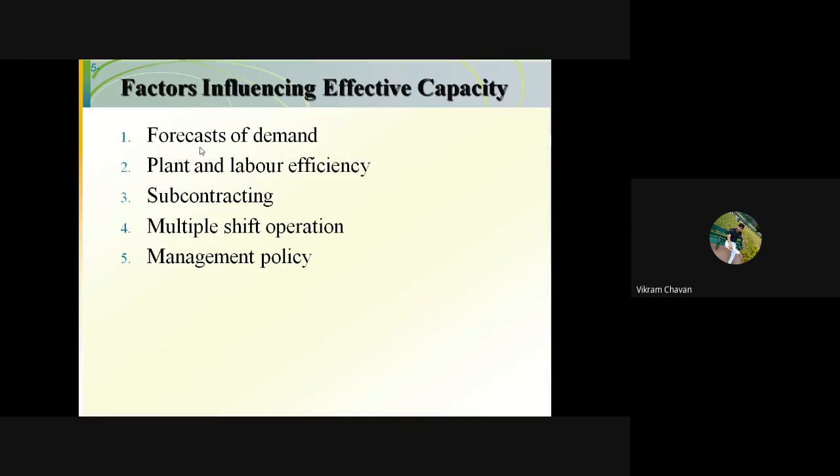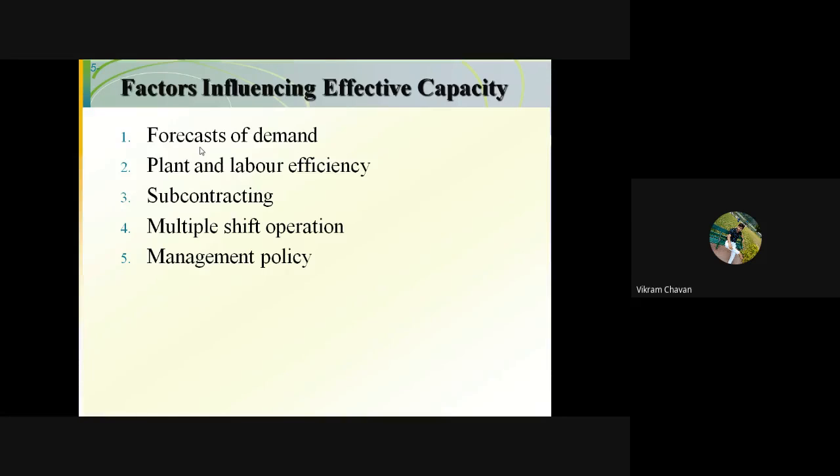and because of that the effective capacity will not be equal to the design capacity. Now, to calculate the efficiency, the effective capacity is most important, so we need to consider the factors which will influence this effective capacity.